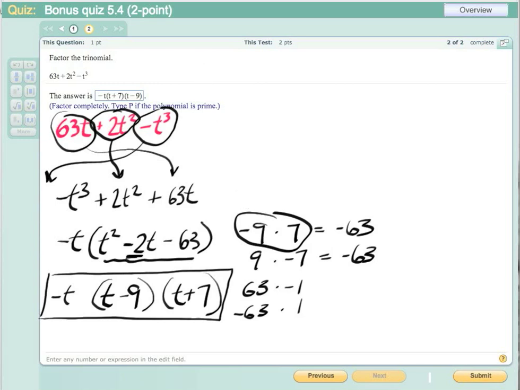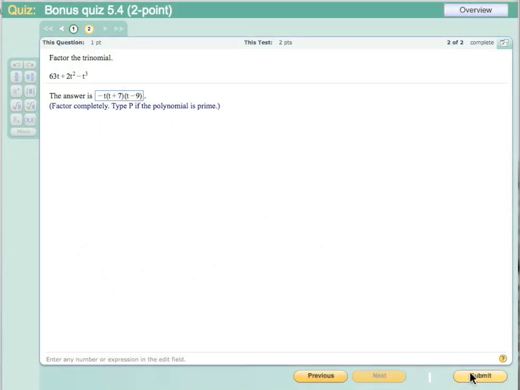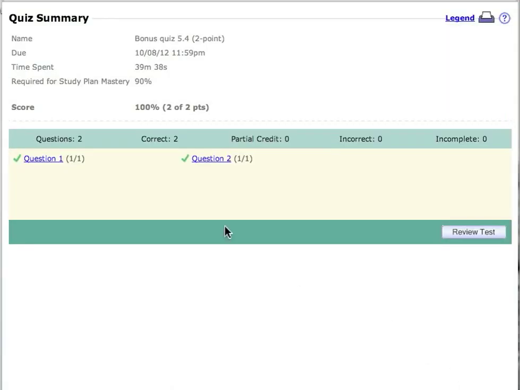Well, I've already got the answer typed in to save some time. Let's do a submit and see how we did. And we got them both correct.